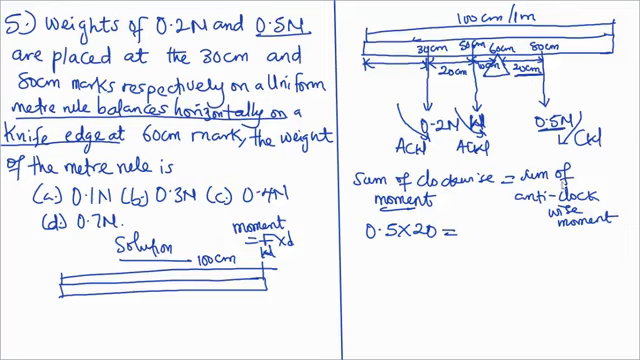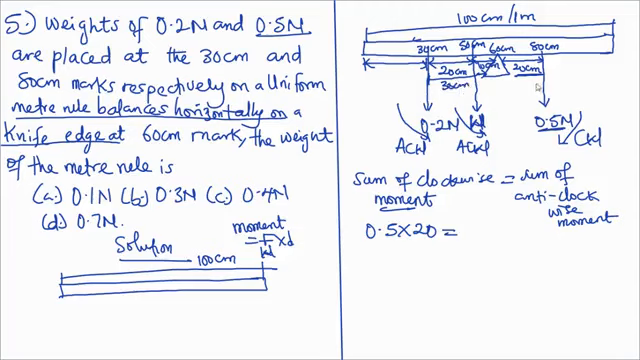Now we are going to sum the anticlockwise moments. If you look at this anticlockwise moment, we have two forces. The first force is 0.2, so that will be 0.2 times... Now look at it. When you are solving, your distance must be from this 0.2 Newton to the knife edge. The knife edge is your main origin. So it means it is now what? 20 plus what? 20 plus 10. So it will now be 30 centimeter.